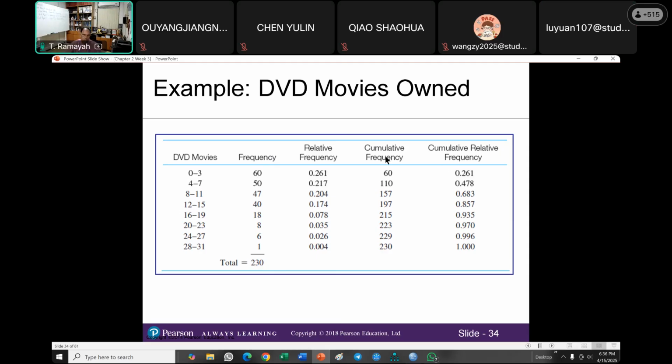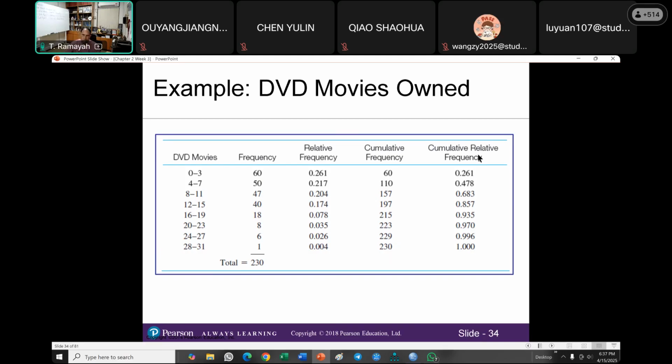We also have this cumulative frequency. Cumulative frequency is just the frequency in the first class plus the second one. 60 plus 50, you get 110. 110 plus 47, you get 157. 157 plus 40, you get 197. So we are adding the total frequency in the first class with the second class, and so on. That's what we call the cumulative frequency.